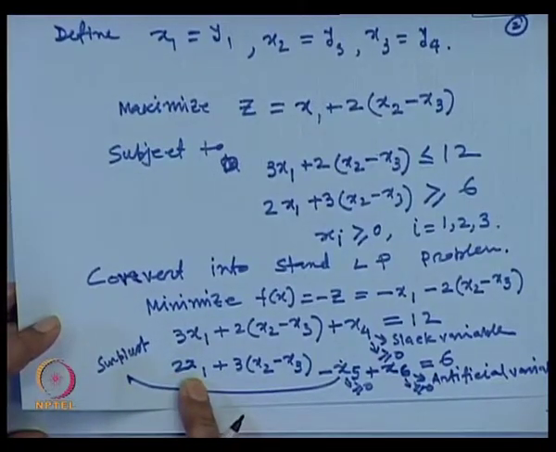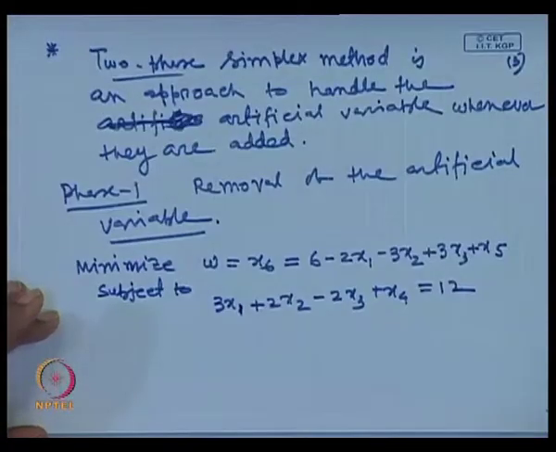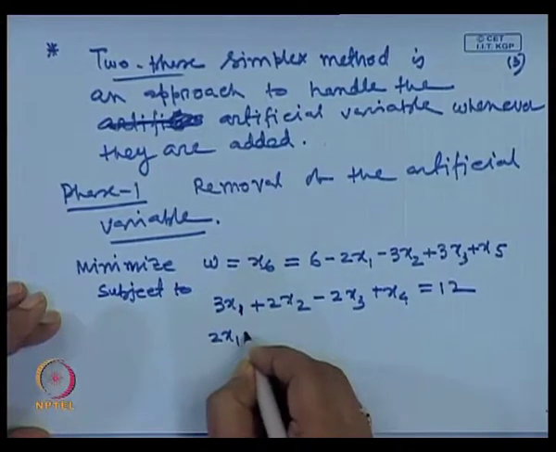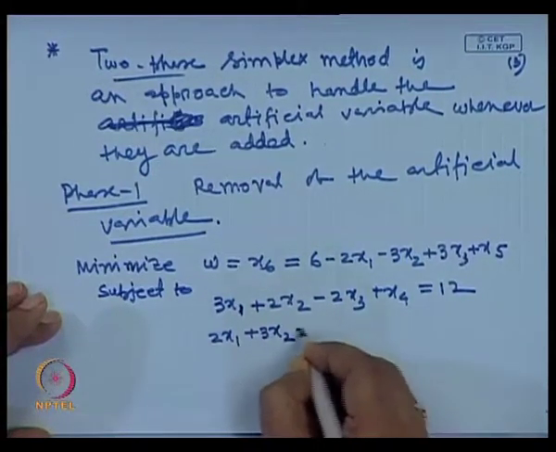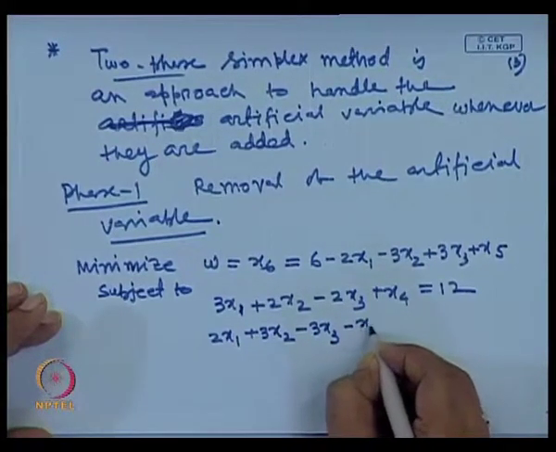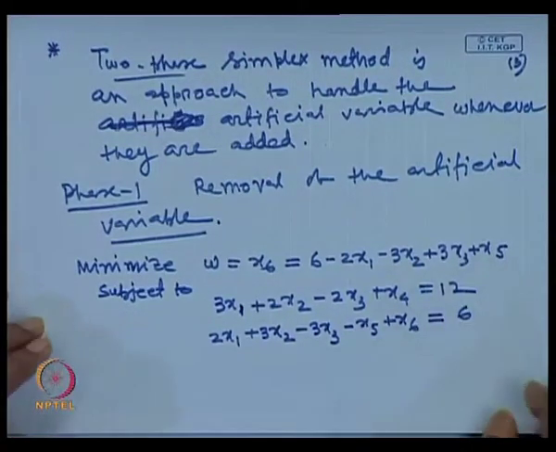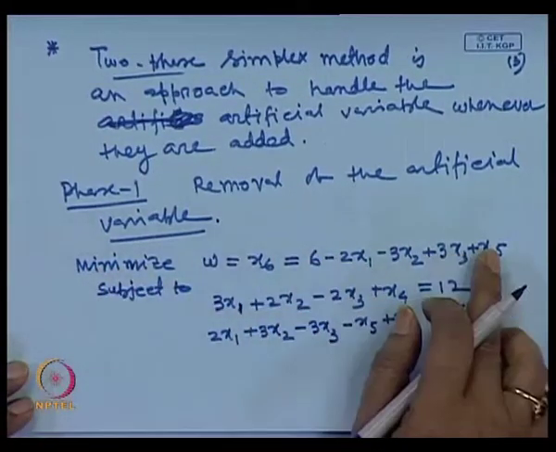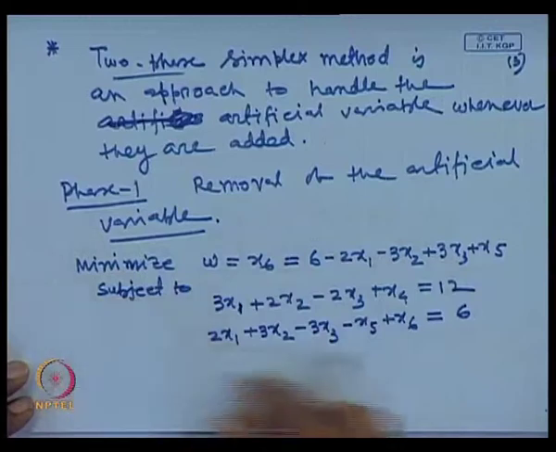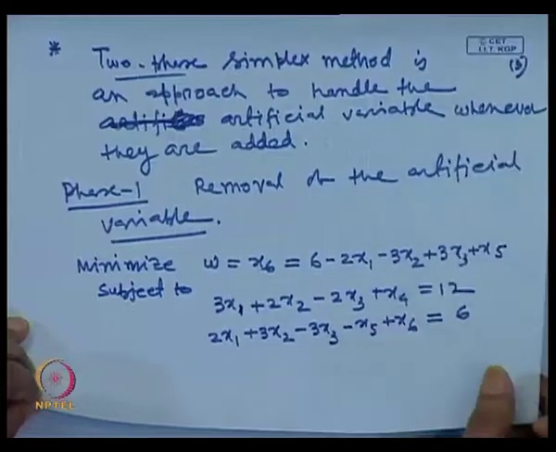Then the second equation: 2 x 1 plus 3 x 2 minus 3 x 3 minus x 5 plus x 6 is equal to 6. Agree? So our problem is to minimize this one, the first phase, subject to this one. If you write it in tabular form, it will look like this.